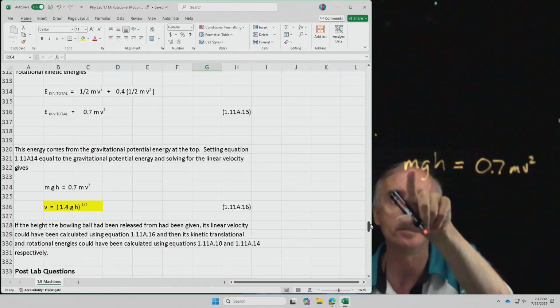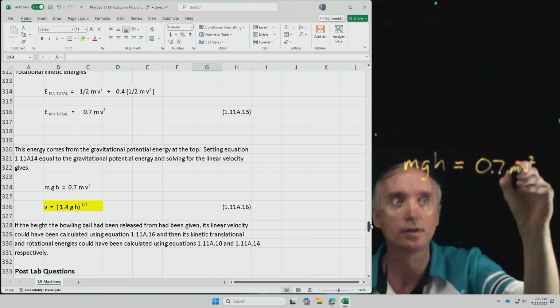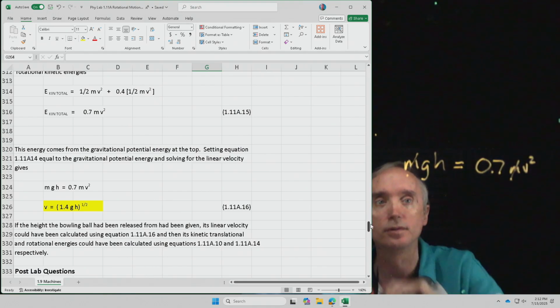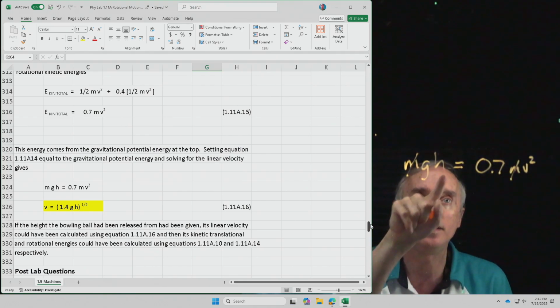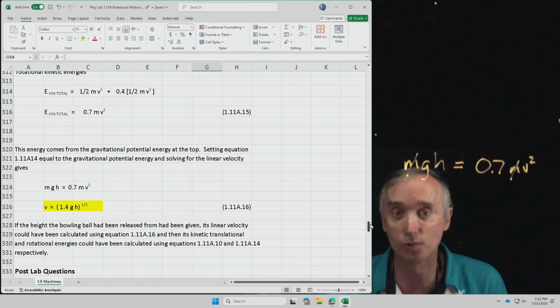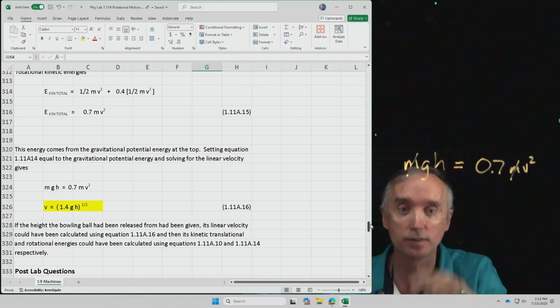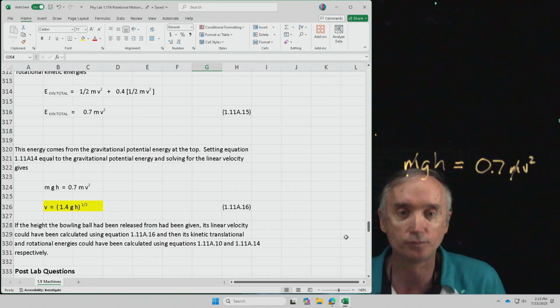Now look at what we got, an m and an m. So what happens? The m's cancel out, and so now you got gh equals 0.7 v squared, and then take the square root, and now you've got that the speed at the bottom of the ramp is going to be equal to that.